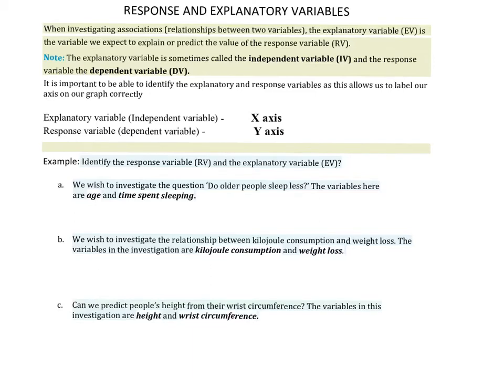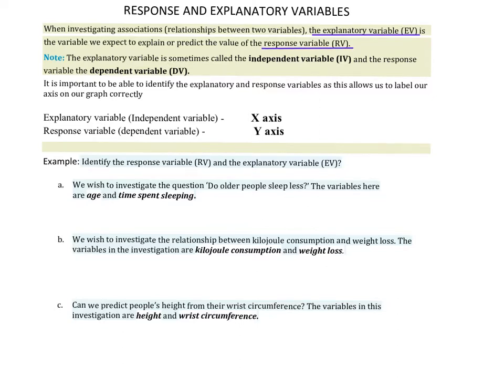When we looked at univariate data, we were looking at what was happening with one variable. In this topic, we're going to be looking at bivariate data, bi meaning two. And so what we're going to be investigating is the relationship between two variables. Now, the two variables have got two different names. One will be the explanatory variable, and the other we will call the response variable.